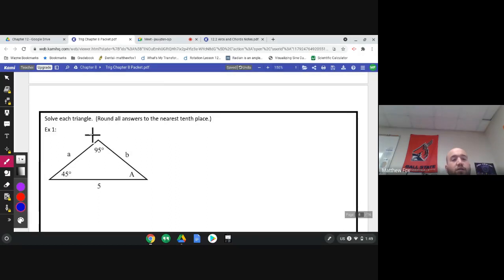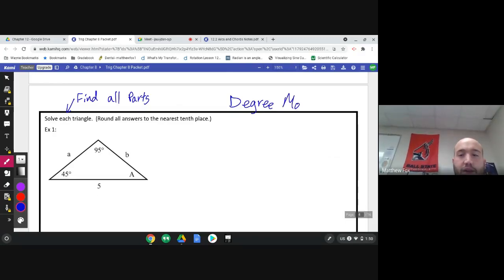On the back here, solve each triangle. Once again, if you're not sure, solving a triangle just means find all the parts. When you do this, make sure you only solve it once your calculator is in degree mode. I'm going to write degree mode up here as a reminder, because we need it to be in degree mode or else we will have some problems.